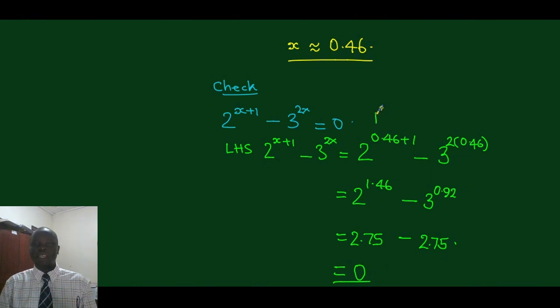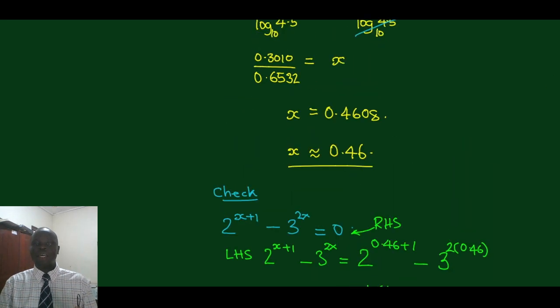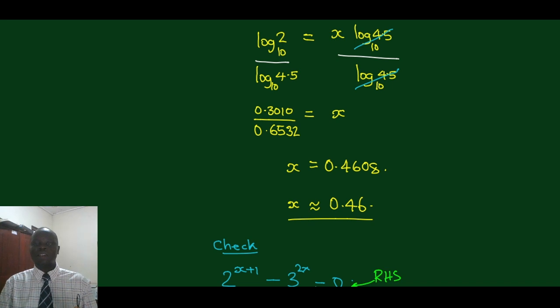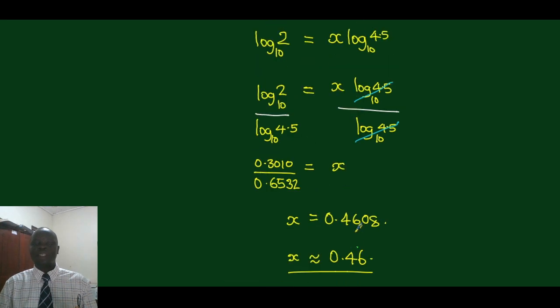And this 0 is equivalent to the right hand side. So since our right hand side is equivalent to the left hand side, we can conclude that our answer 0.46 is a valid one for our question: 2 to the power of x plus 1 minus 3 to the power 2x equals 0.